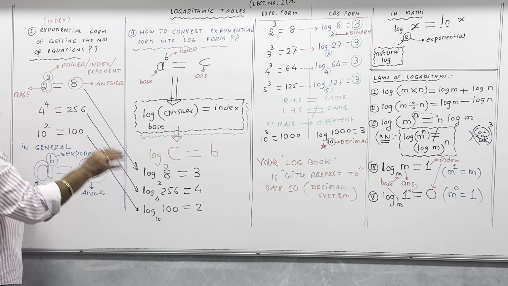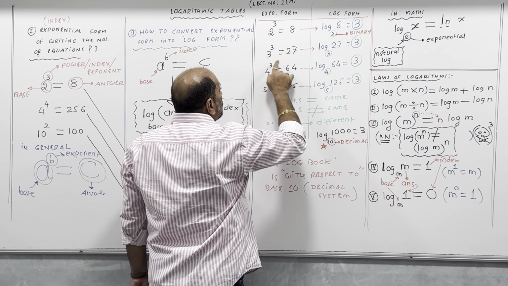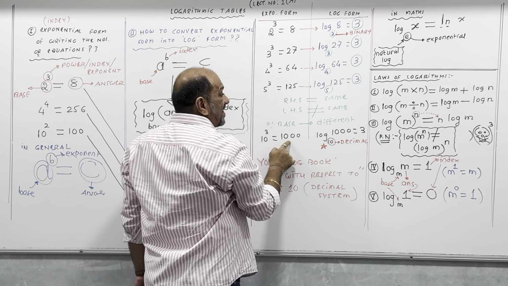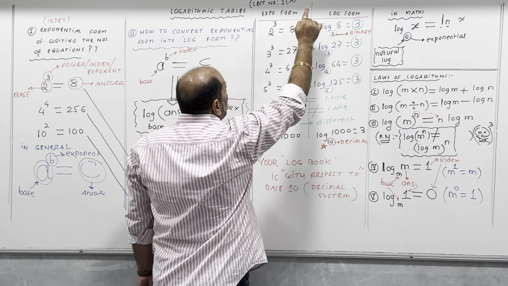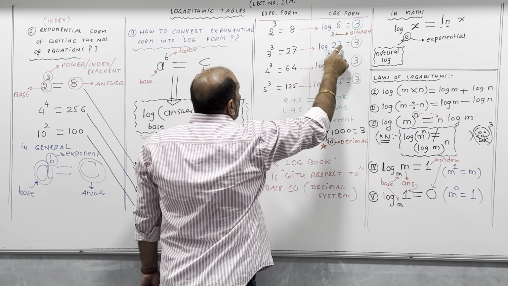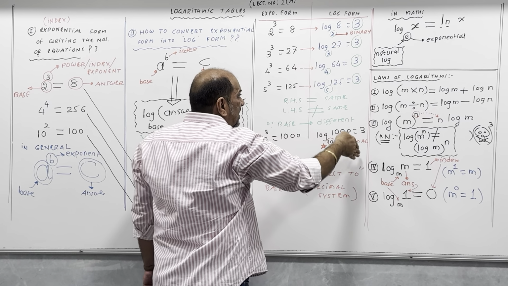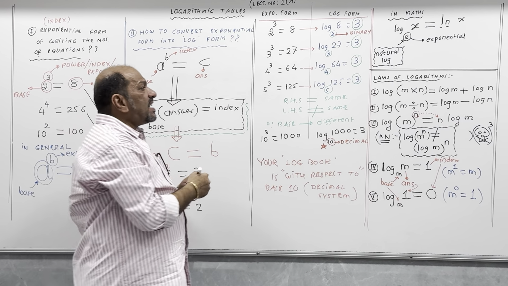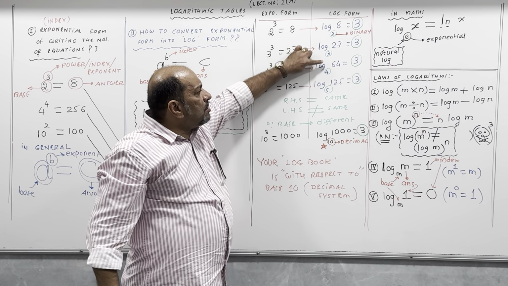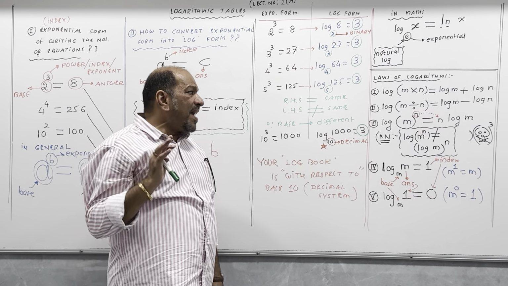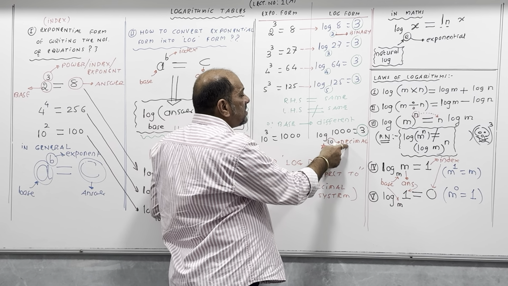Very important thing is, 2 cube 8, 3 cube 27, 4 cube 64, 5 cube 125, 10 cube 1000. If I write these exponential forms into logarithmic forms, I will get log of 8 to the base 2 is 3, log of 27 to the base 3 is 3, log of 64 to the base 4 is 3. That means the right hand sides are all same. Right hand sides being same does not mean left hand sides are same, because the base is not the same. And finally, when you take the base 10, that is called decimal system.